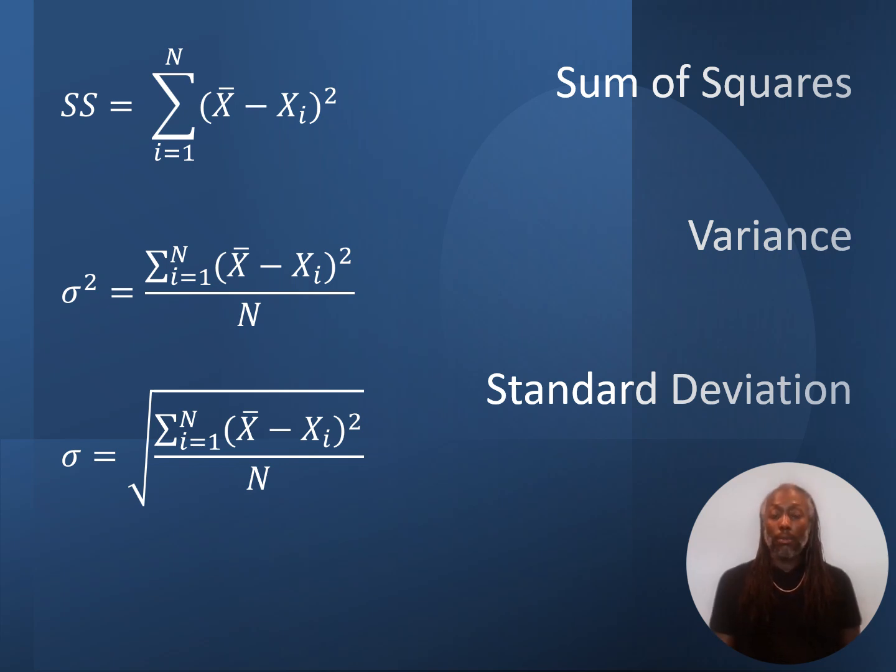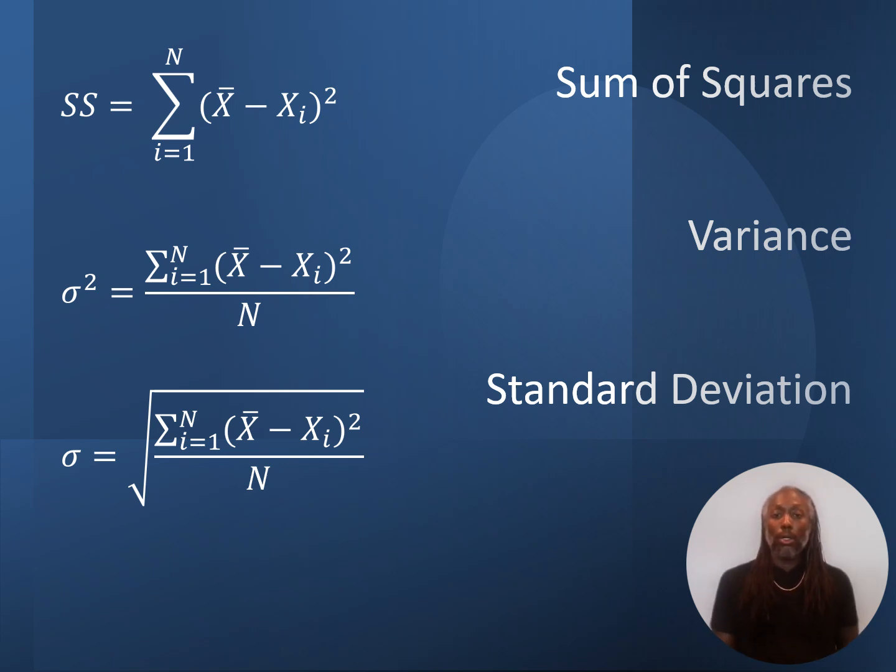So to calculate a sum of squares, we simply subtract each observation from the mean, square that value, and then do that for every observation in the data set before summing all of those squared distances together. And that is the sum of squares, which I will continue to note as SS.